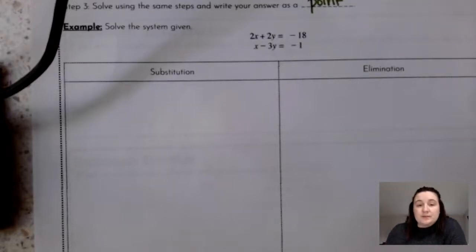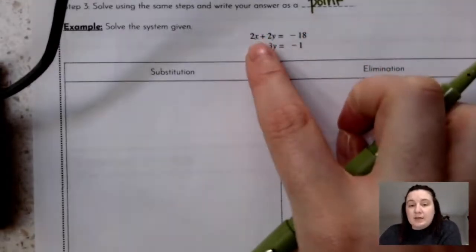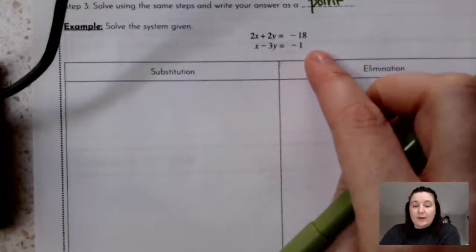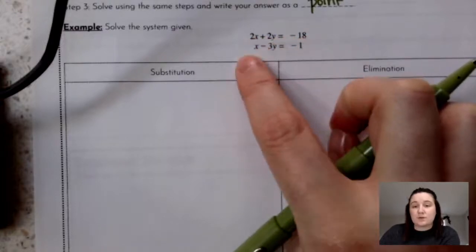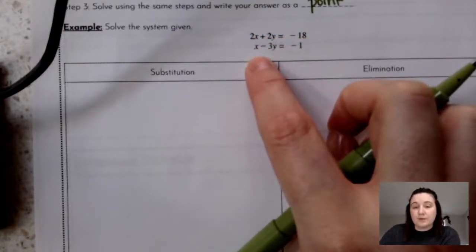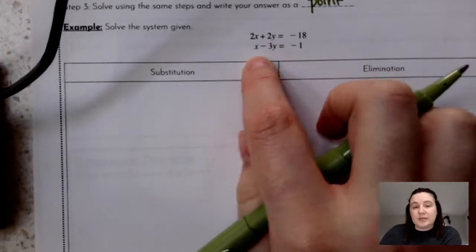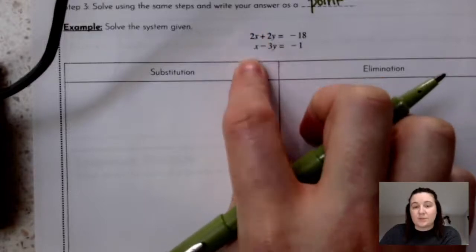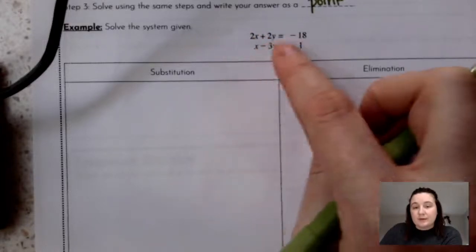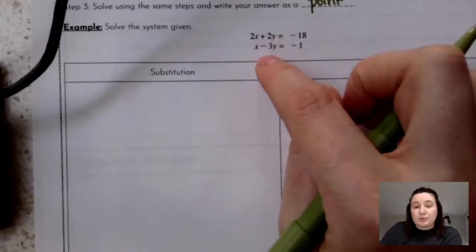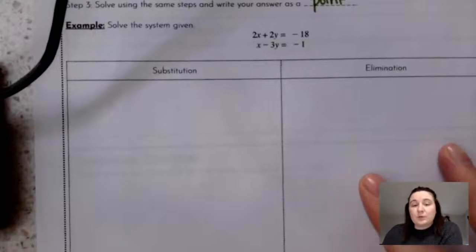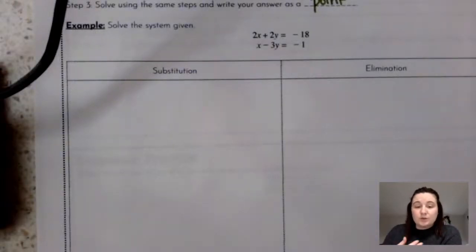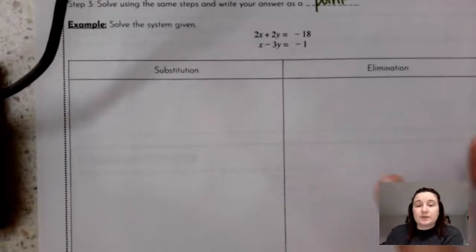This one says to solve the system given. We see here that we don't quite have anything set up for substitution. The top one does not say x equals or y equals, and neither does the bottom. We also don't quite have this set up for elimination, because for elimination we need either the x's to cancel, which they won't, 2 plus 1 is 3, or the y's to cancel, and these won't, 2 plus -3 is -1. Neither is set up correctly, so we get to choose.